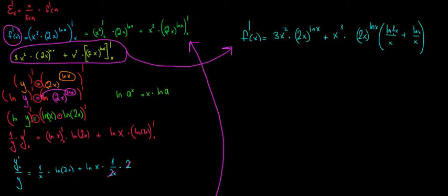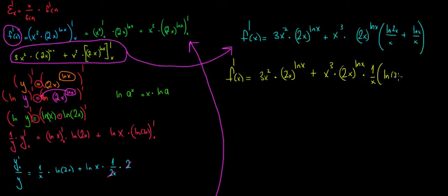Now what do we notice? Both fractions are divided by x, meaning we can take the division, which is the same as multiplying with 1 over x, as a common factor. So we will take 1 over x as a common factor over there, so we can cancel some stuff out. We will have 3x squared times 2x to the power of ln x plus x to the power of 3 times 2x to the power of ln x times, and let's take now 1 over x as a common factor, and in the brackets we're left with ln of 2x plus ln of x.